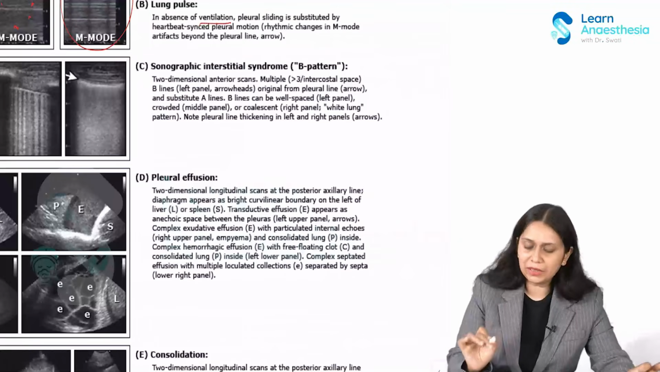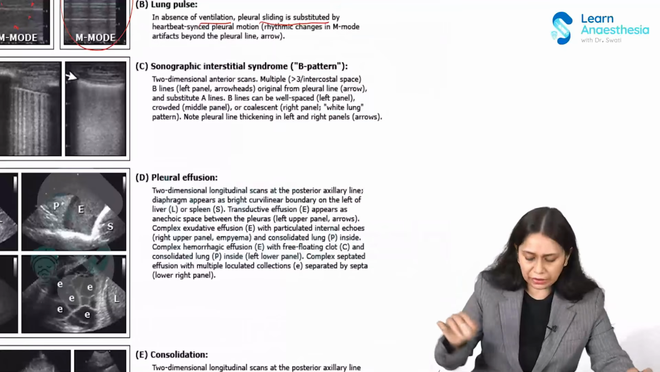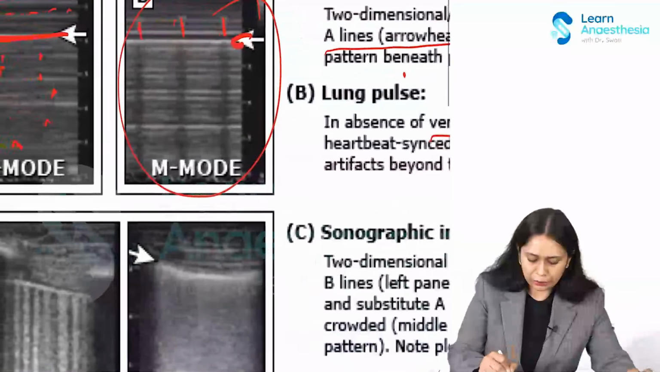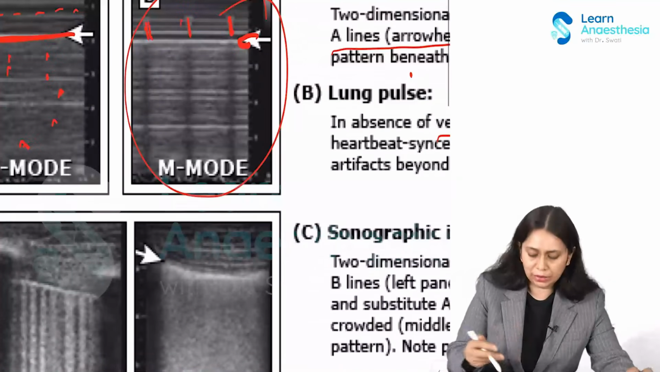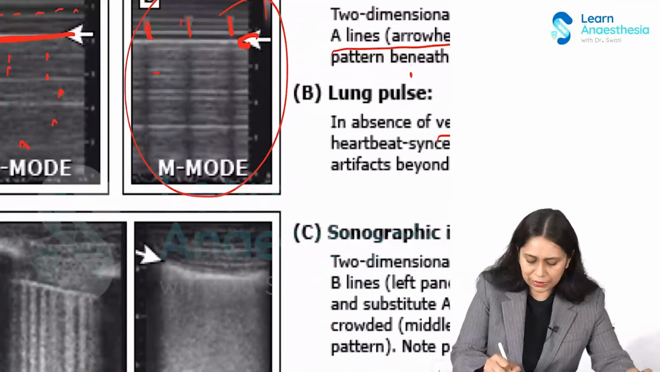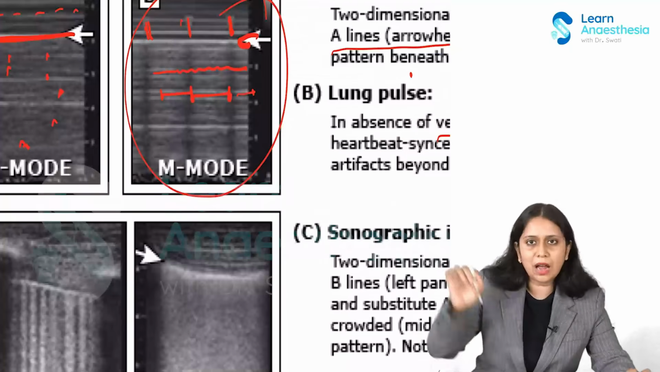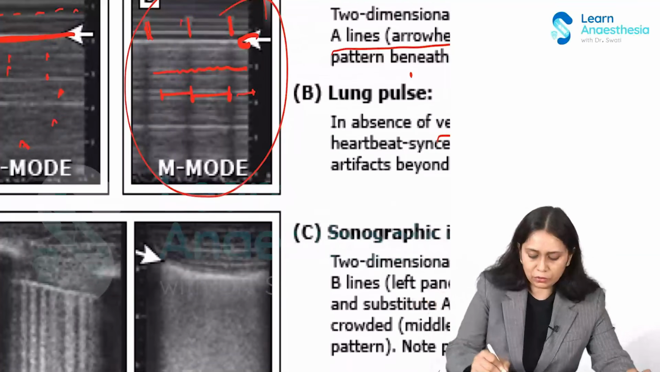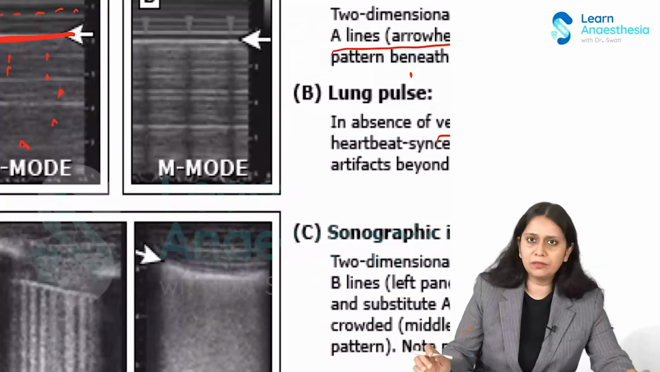In the absence of ventilation, the pleural sliding is substituted by heartbeat-synced pleural movement. So these are heartbeat-synced pleural movements. Now the shimmering sign is something like this, and this synced movement of the pleura will happen like this. It's heartbeat-synced movement. So this will be seen in the absence of ventilation.